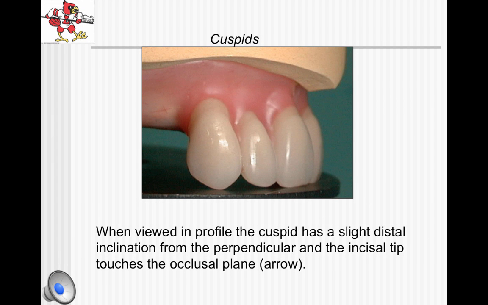When viewed in profile, the cuspid has a slight distal inclination from the perpendicular, and the incisal tip can be placed in two positions. It can be placed at the level of the lateral incisor 1 millimeter off the occlusal plane if you're trying to develop a stronger smile line, or it can be placed on the occlusal plane as shown in the picture with the arrow. I prefer this one for our setup.